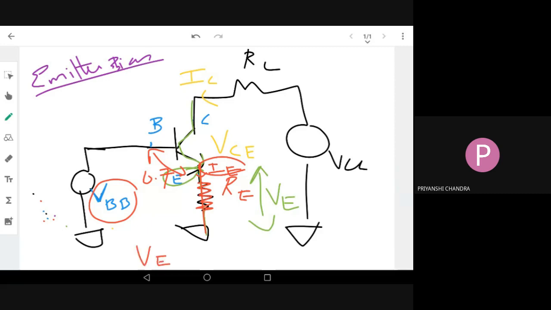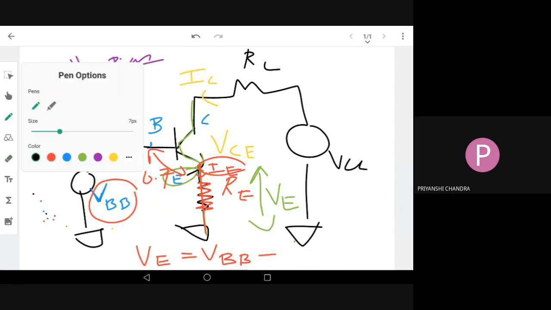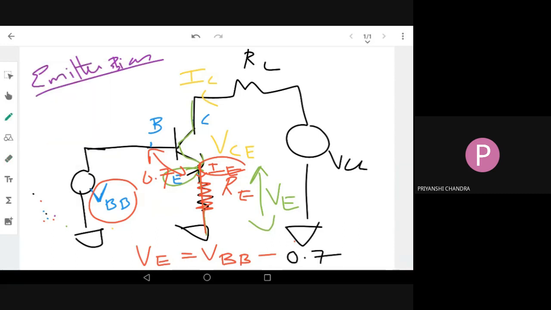The emitter voltage is nothing but VBB, the potential applied across the input, minus VBE. When we subtract VBE from VBB, we get VE, the voltage across the emitter. Now, what is VBE? We know it's a constant: for silicon it is 0.7. So I get VBB minus 0.7, and this is my VE. Now we know the voltage across the resistance.